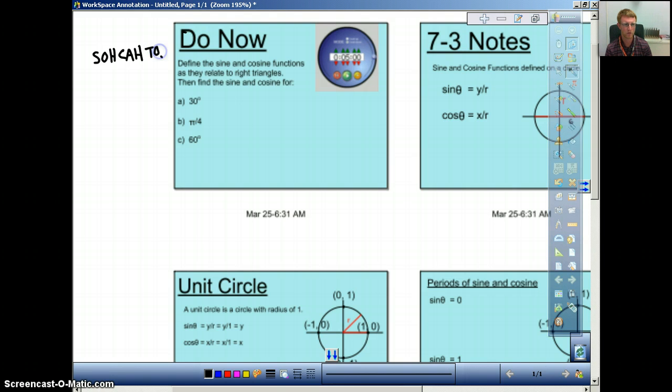What that meant is that when you're dealing with a right triangle, the sine of an angle is equal to the opposite over the hypotenuse. Whatever side is opposite of the angle, divided by the hypotenuse, the longest side. Cosine is equal to the adjacent over the hypotenuse. And then our tangent of our angle is equal to the opposite over the adjacent.